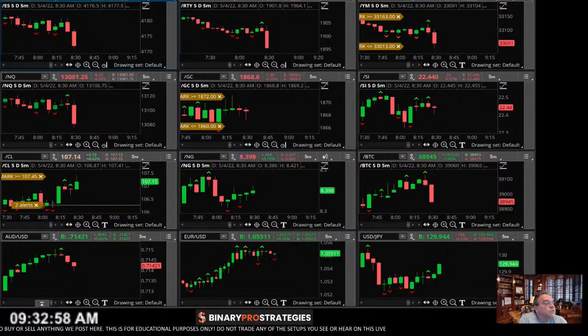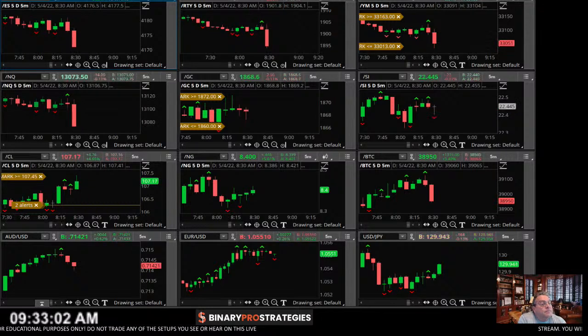Dow's up 14, so it's coming down off that higher opening. Overnight trade, we're coming in short that ES as well.